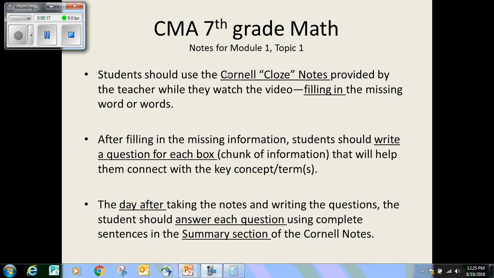Students should use the Cornell closed notes that are provided by the teacher while they watch the video, filling in the missing words. After filling in the missing information, students should write a question for each box or chunk of information that will help them to connect with the key concepts, term, or terms. The day after taking the notes and writing the questions, the student should answer each question using complete sentences in the summary section of the Cornell notes.